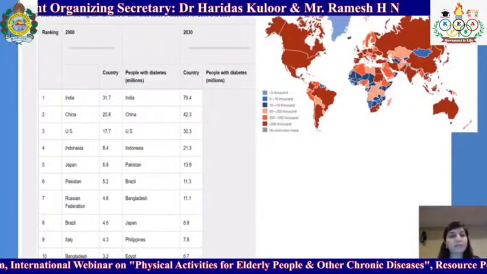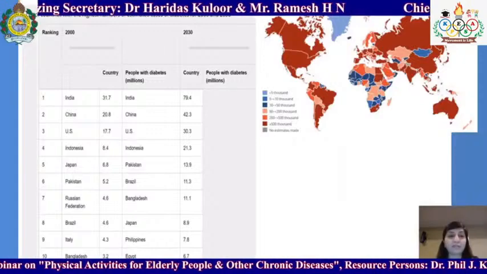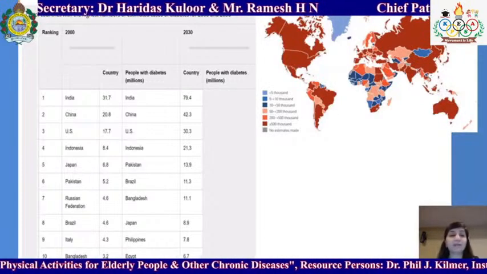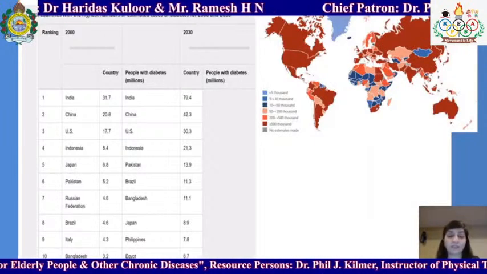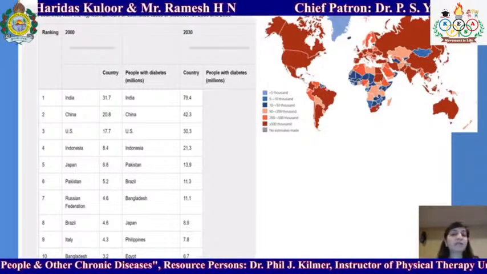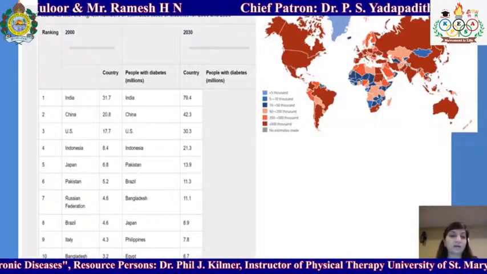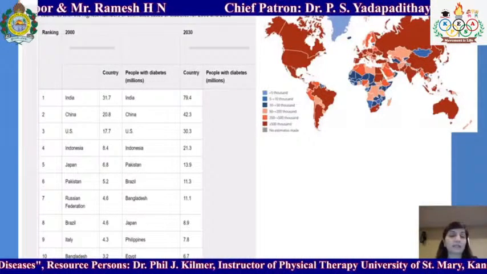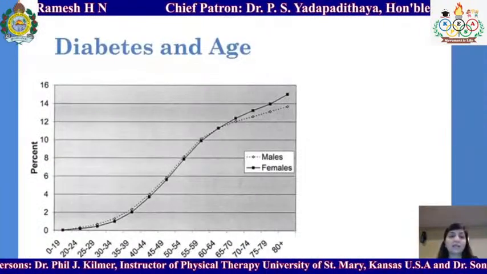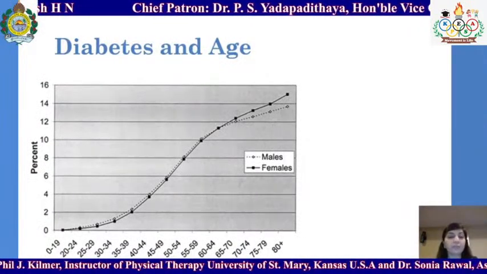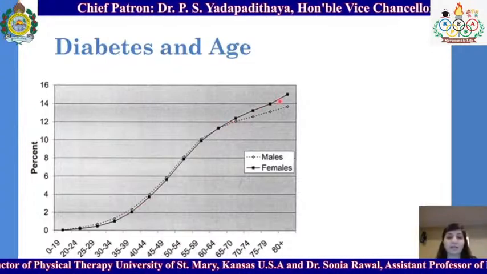The table on the left shows the different countries and their ranking with respect to the number of people with diabetes in 2000 and in 2030. In 2000, India had about 31 million people with diabetes, and in 2030, India could have approximately 80 million people with diabetes. India, China, and the USA are currently leading in the number of people suffering with diabetes. As we are concentrating today on our older population, you can very clearly see in this graph that diabetes increases as age goes up.